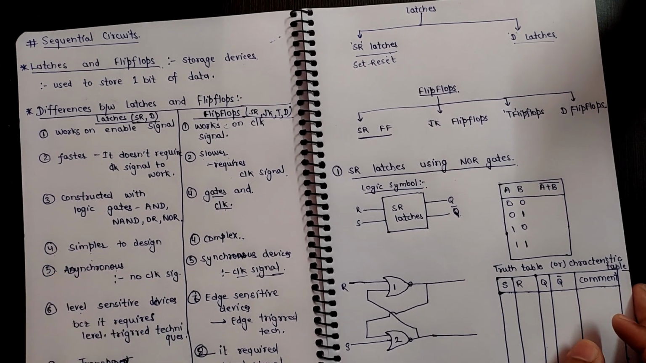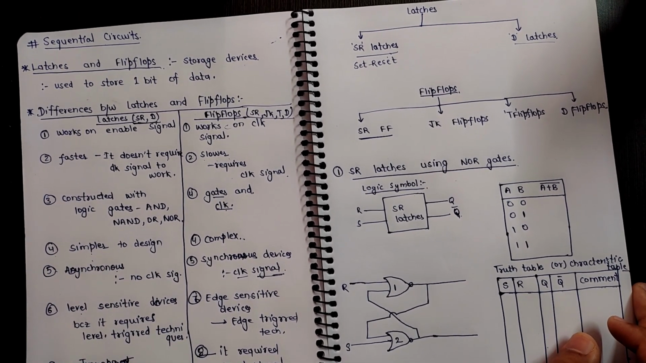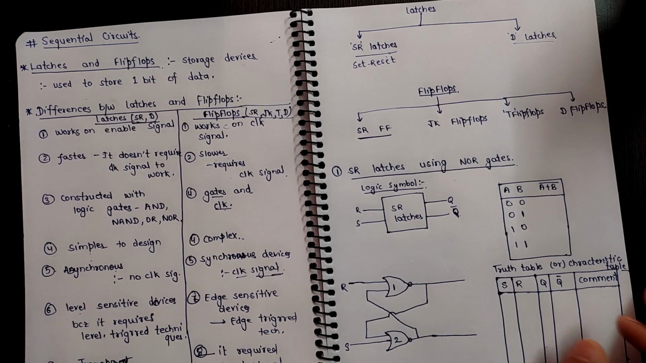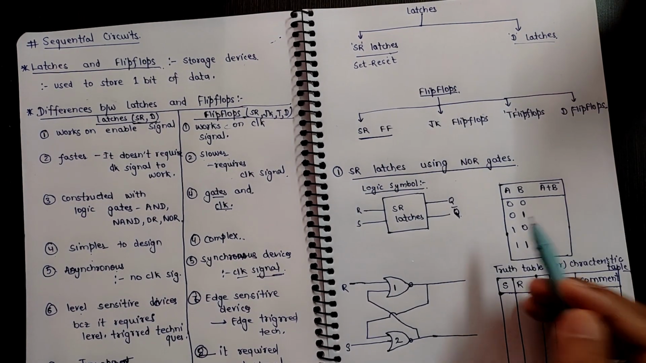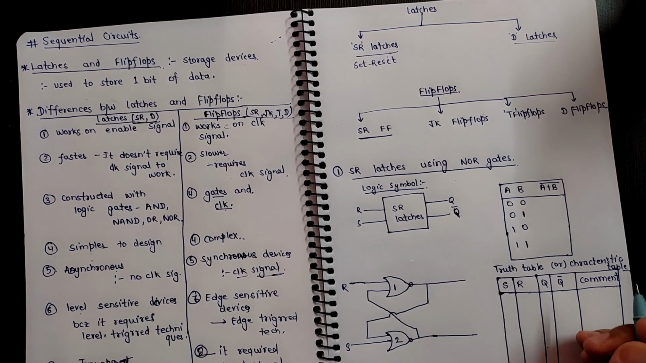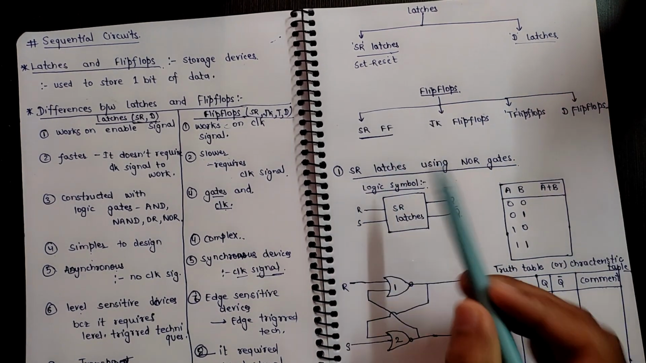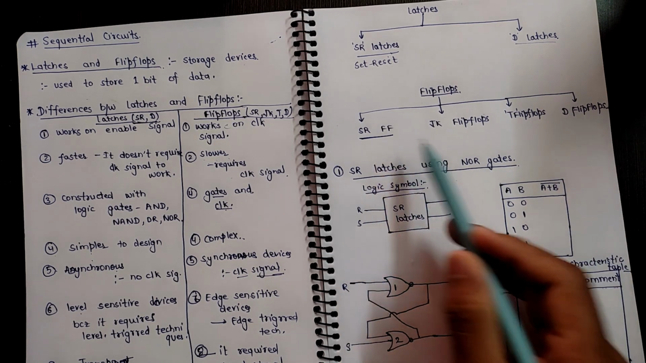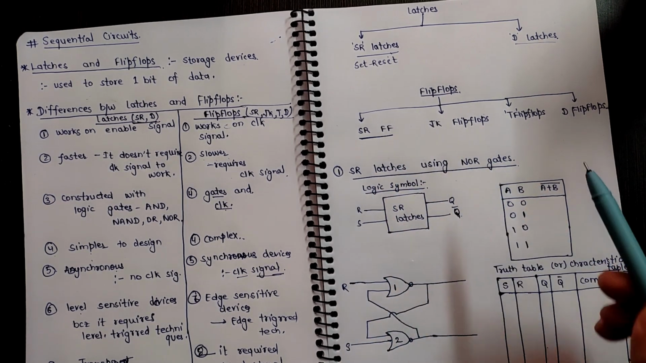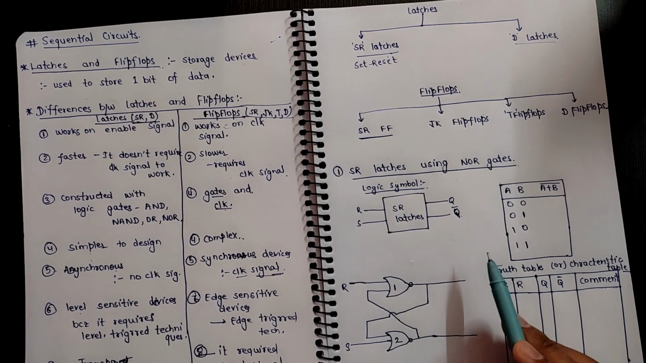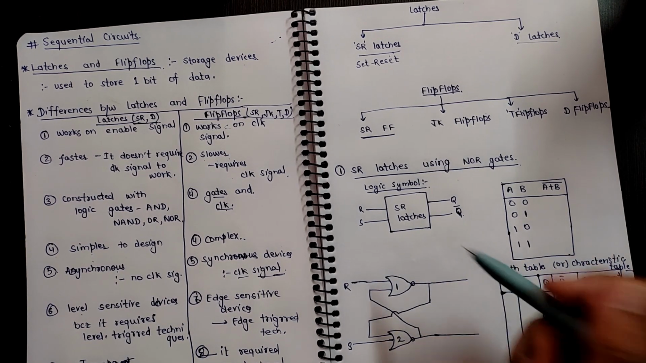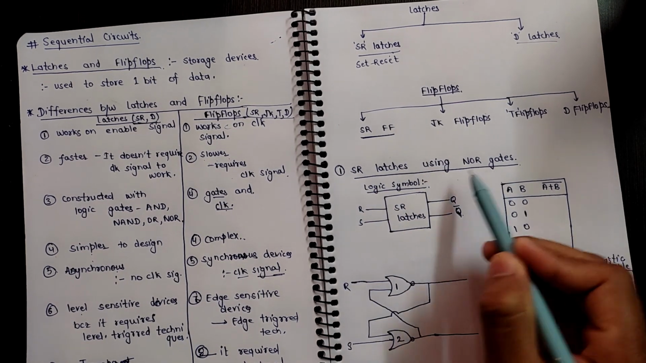Today in this video we will deal with a very interesting topic of DSD, that is the latches. Within the latches we will deal about the types of latches, types of flip-flops. In types of latches we will deal about SR latches and D latches. In flip-flops we will deal about, in upcoming videos, SR flip-flop, JK flip-flop, T flip-flop and D flip-flops. So mainly in this video we will deal about the SR latches using NOR implementation.